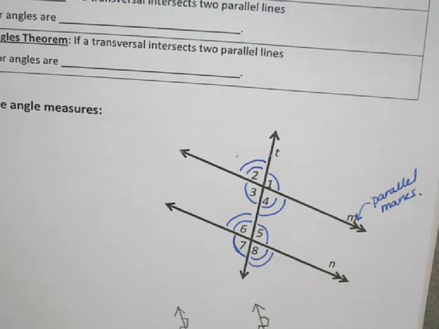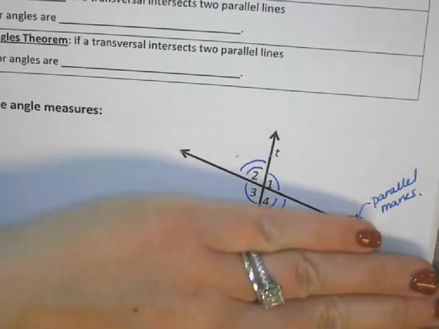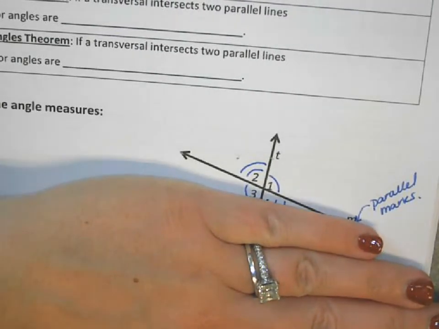Who said supplementary? Why? How do you know? Because why? You are right. They are supplementary. But let's look at something that we know. 1 and 2 are what kind of angles?